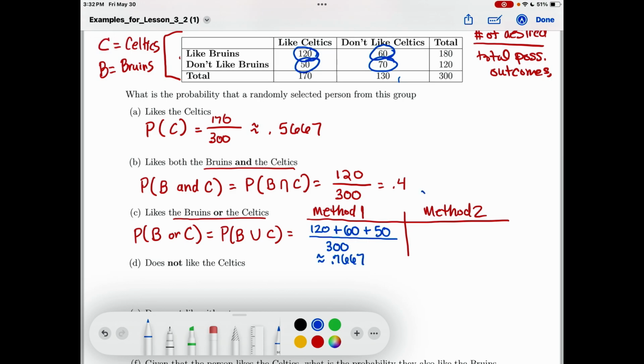Now, method 2 is where we consider the overlap or the double counting.